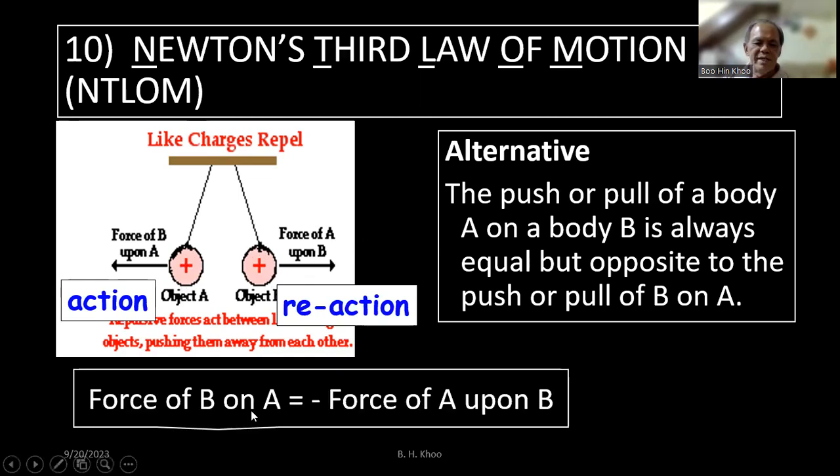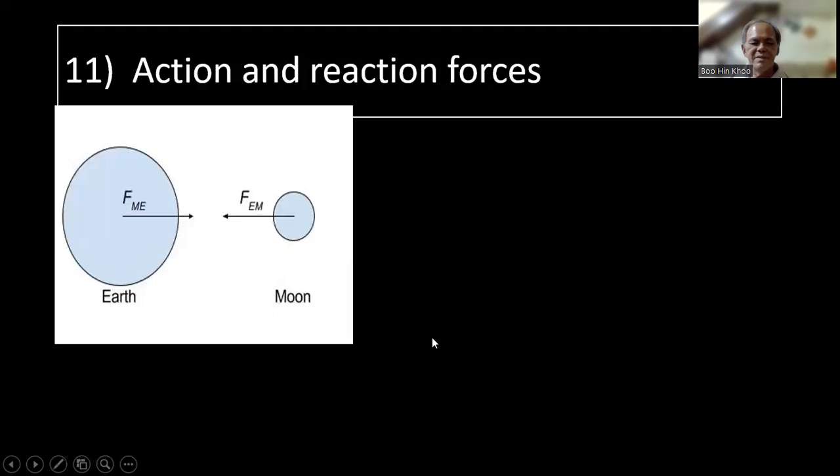The force of B on A equals the force of A on B. Same magnitude, but opposite direction. You put a negative sign there, because force is a vector. Another example, action and reaction forces.